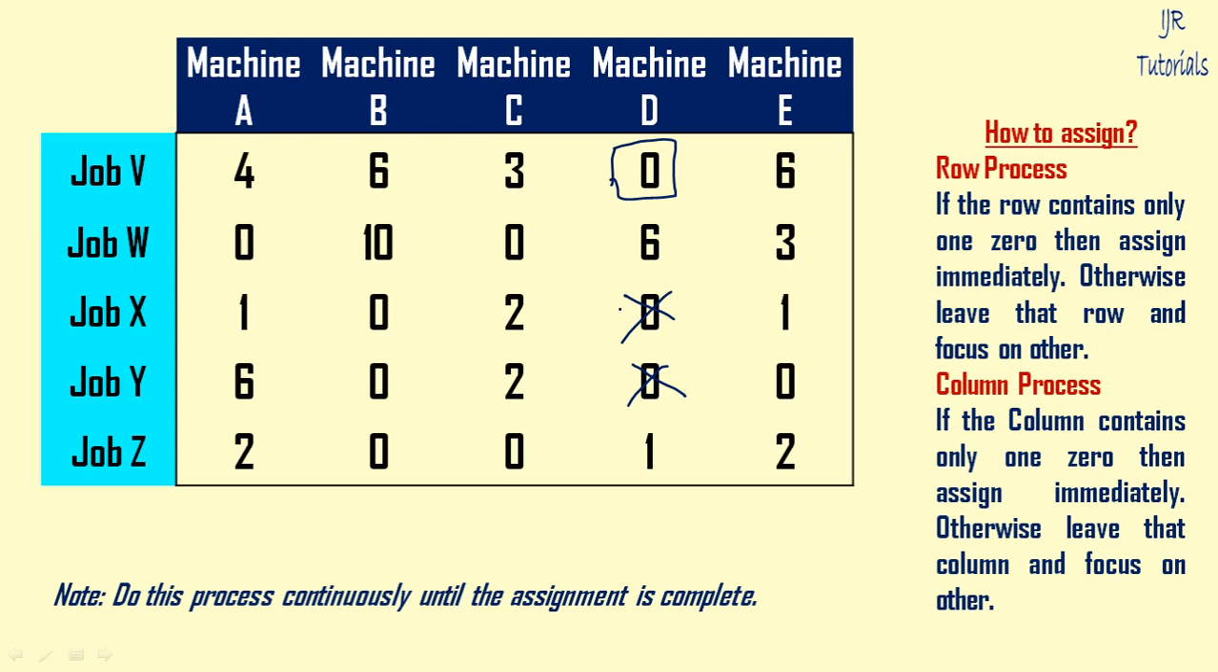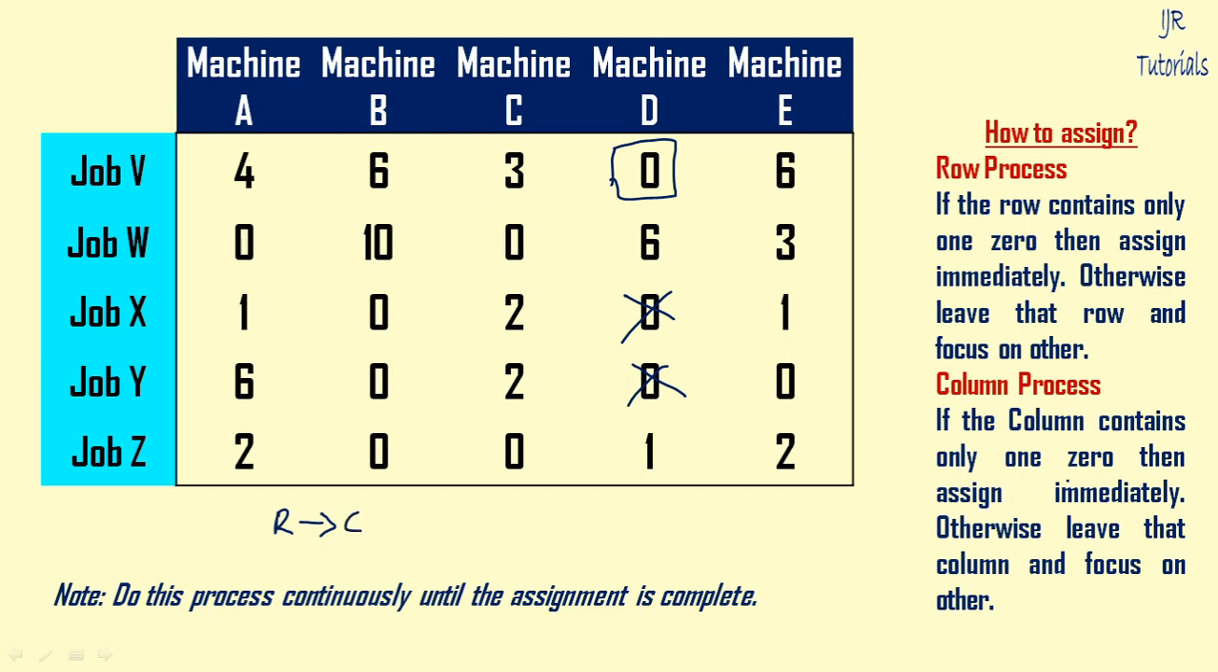Job X, previously there were two zeros, but now we strike off that zero. So for the time being we assume that two zeros are there. Leave that row. Job Y, again there are three zeros, but we strike off one zero, so two zeros remain. So leave that row. And the last one, again there are two zeros. That means leave that row. So here the row process is completed. So I am writing this, row process is completed. And now I am going to the column process. See what the column process is here.